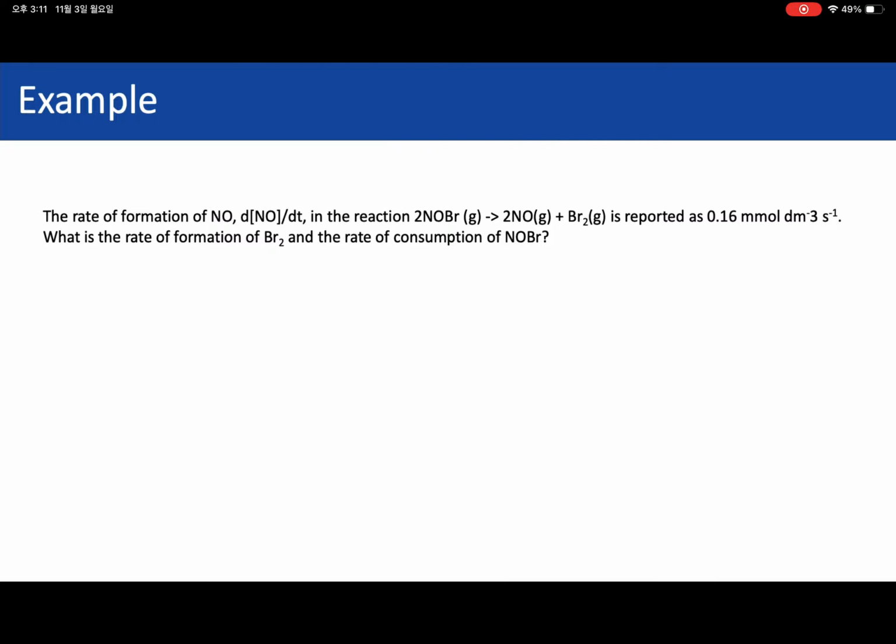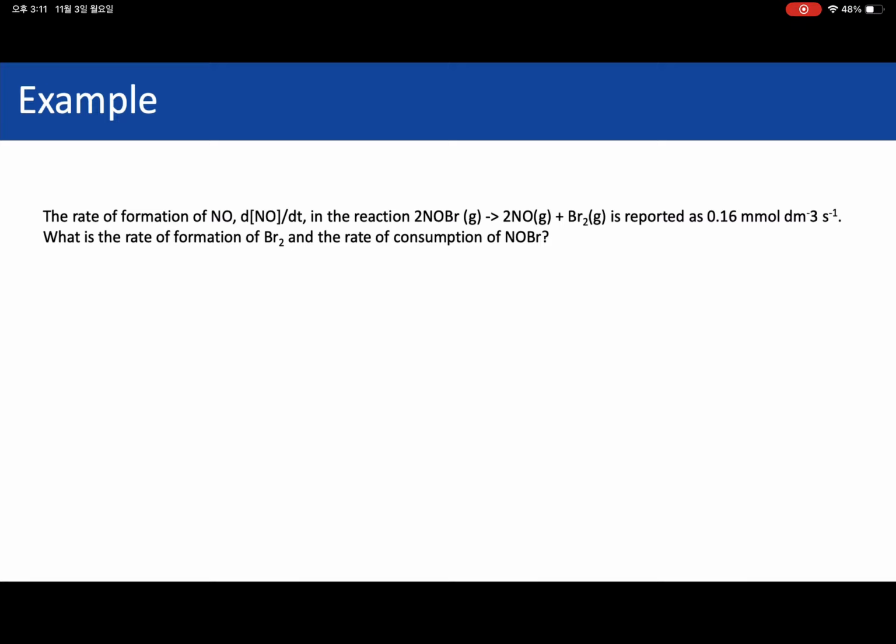So then what is the rate of formation of Br2 and the rate of consumption of NOBr, which is a reactant? I highly recommend you stop the video for like 3 minutes and try to solve it. And now all of you have some answer. Then let's solve this one.